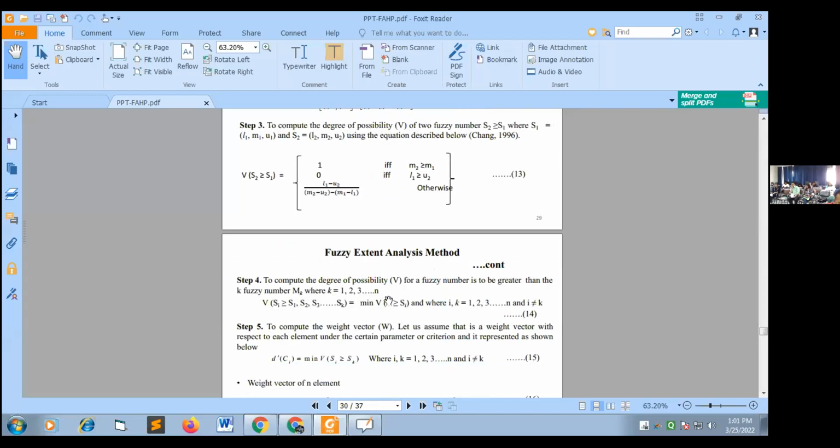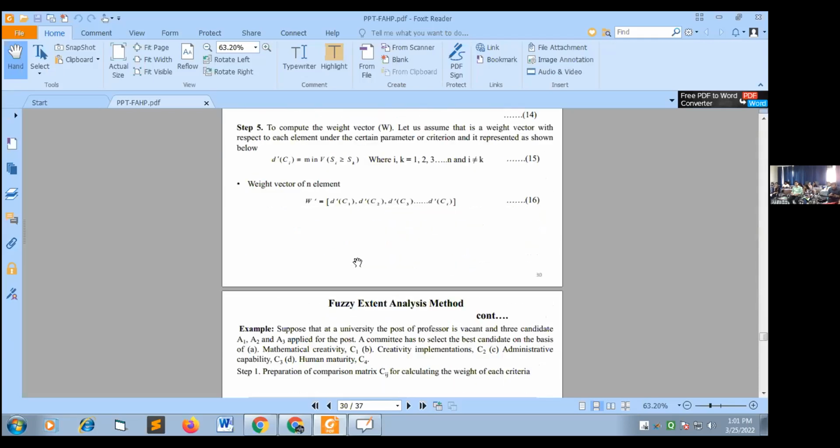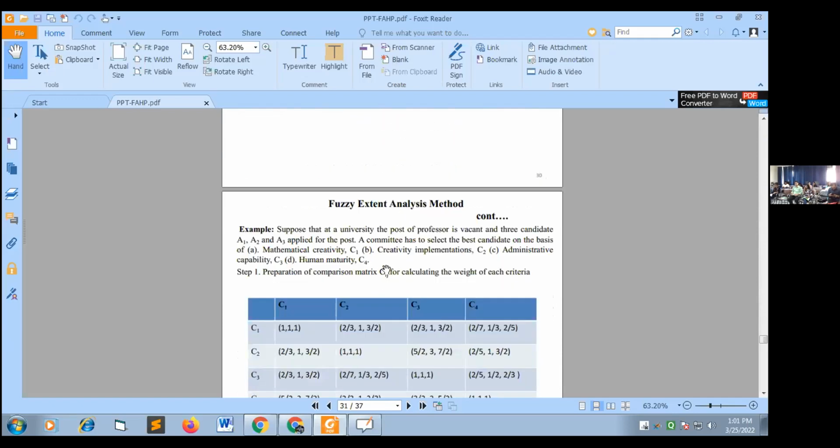To compute the degree of possibility for a fuzzy number to be greater than k fuzzy numbers Sk, V(S greater than S1, S2, ..., Sk), we take the minimum of these. Then we compute the weight factor. Let us assume it is the weight factor with respect to each element under a certain parameter or criteria. It is represented by the minimum of all these. So we apply this to the same example.